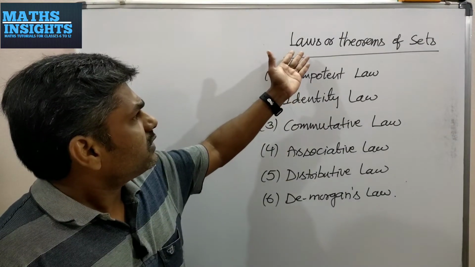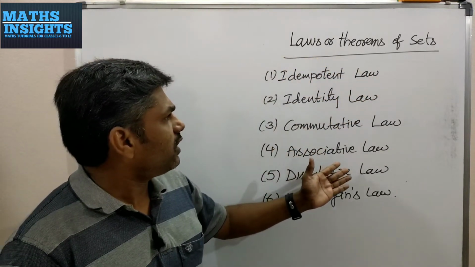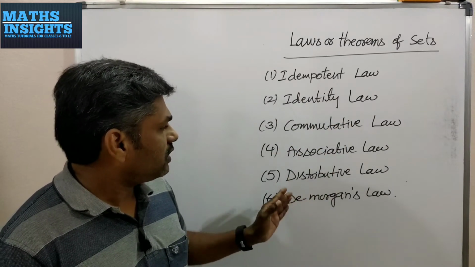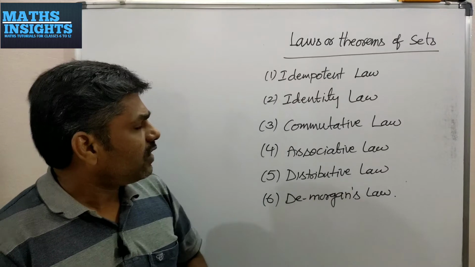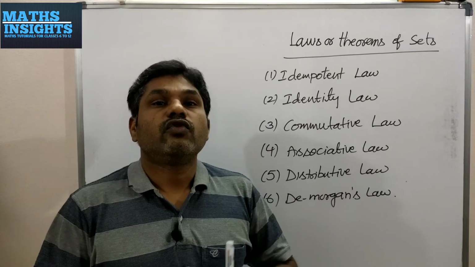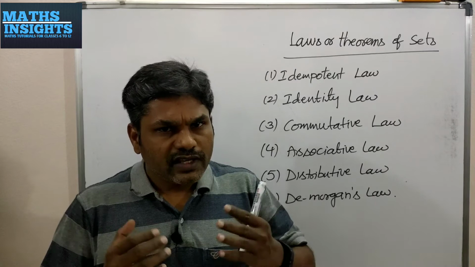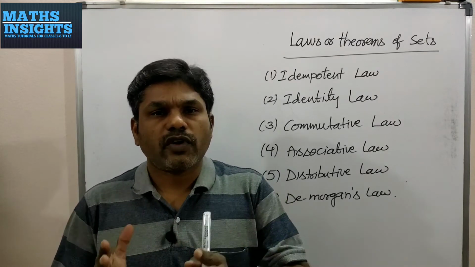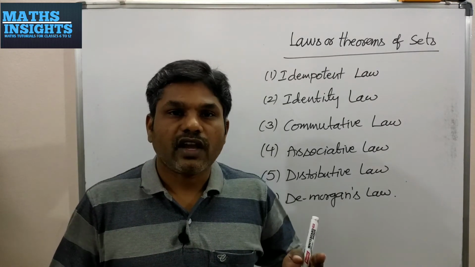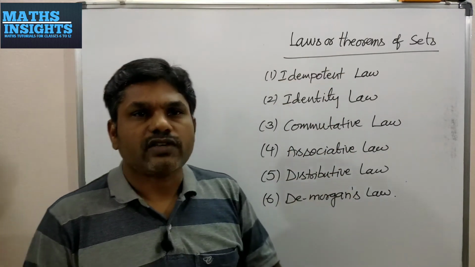Next, we are going to discuss some laws or theorems of sets. All these laws you know very well: idempotent law, identity law, commutative law, associative law, distributive law, De Morgan's law. All these laws are very familiar in algebra. In algebra, we use addition and subtraction and do those operations. Here, instead of addition and subtraction, we will use union, intersection, subtraction, everything on the sets. Then we will apply all these laws to sets also.